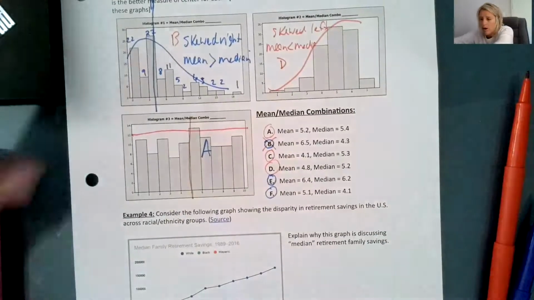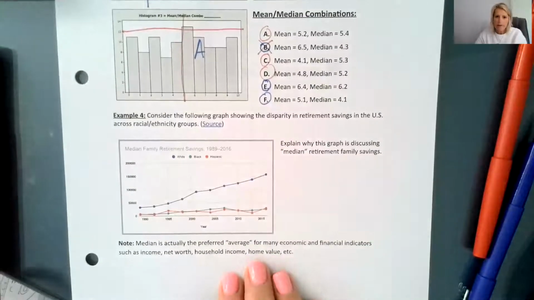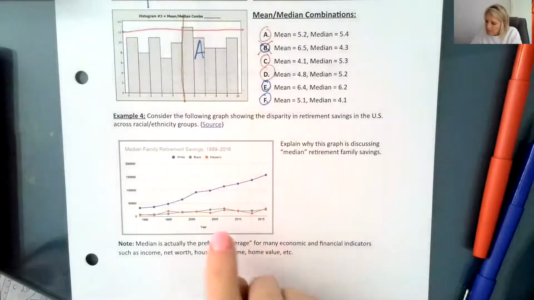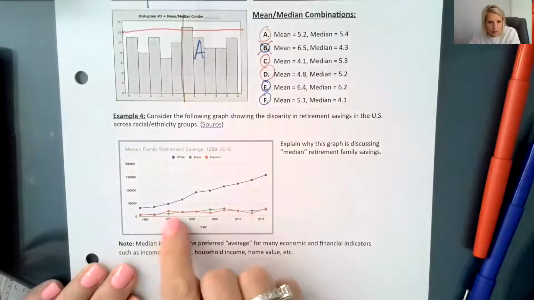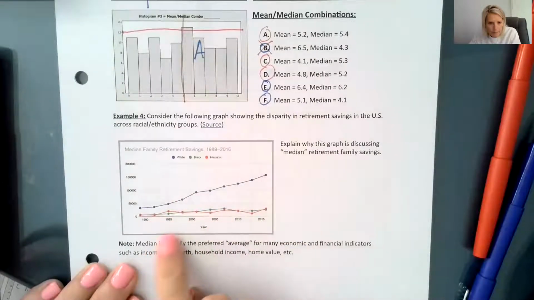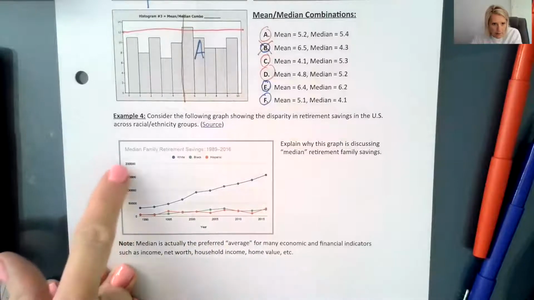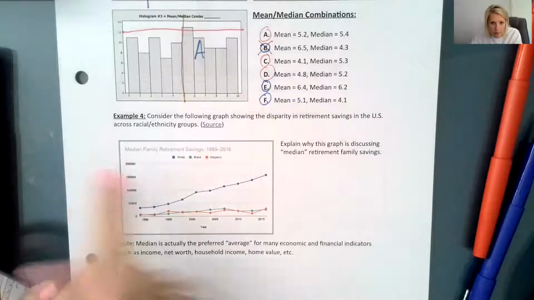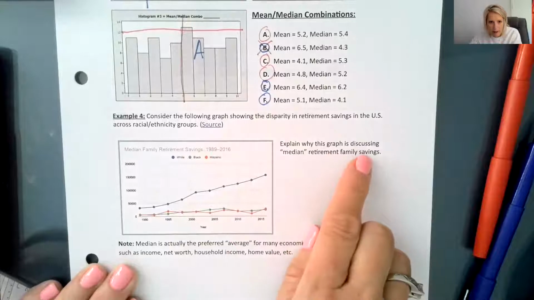So example 4, almost done here with lesson 3.1. Consider the following graph showing the disparity in retirement savings in the U.S. across racial ethnicity groups. So the blue are white, Caucasian, the green is the Black African American, and the red is the Hispanic. Years are on the bottom, and the median family retirement savings is on the vertical. Explain why this graph is discussing median retirement family savings.